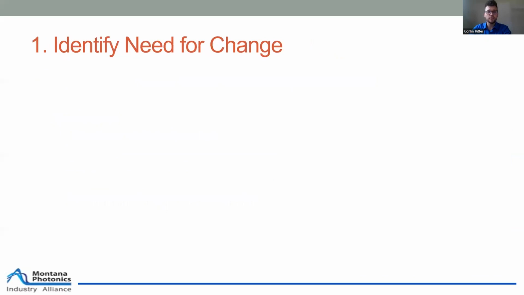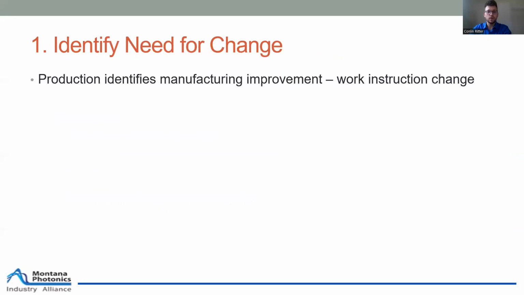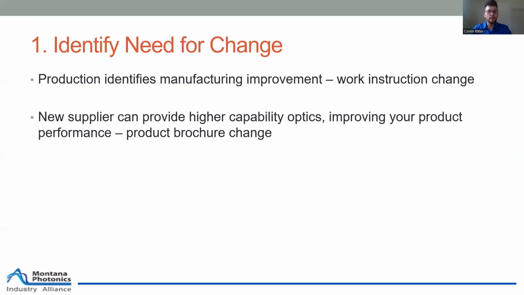First, identify the need for the change. For example, production may identify a manufacturing improvement. Your design doesn't change at all, but you may need to update your work instructions. Or you might find a new supplier that can provide a higher capability optic. Your design doesn't change, your work instructions don't change, but your form, fit, or function is changed and you have a higher output. And you may want to notify your customers of this improvement to your product by updating your product brochure.